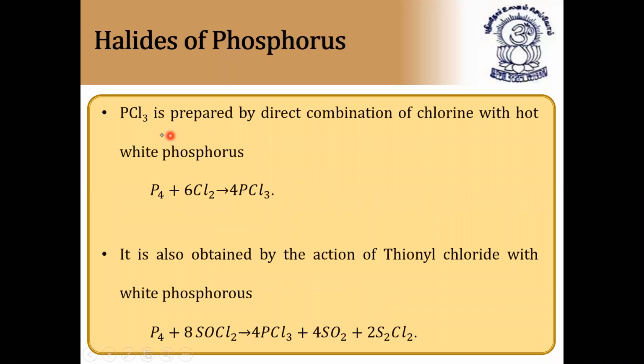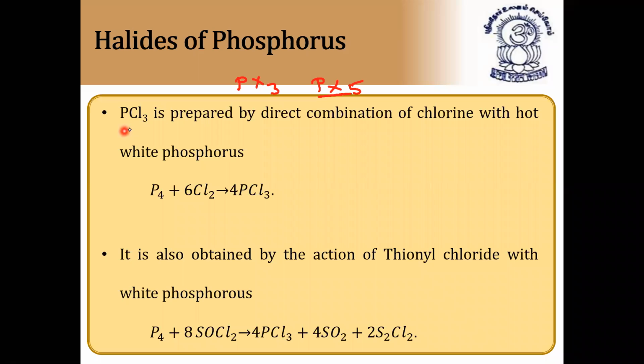Next, halides of phosphorus. PCl3. What are the different types of halides phosphorus can form? It can form two types of halides. One is PX3, and there is PX5. Due to the availability of empty d orbital, it can form PX5 as well as PX3. Two types of halides it can form. So what are those two types of halides? Now we are going to see.